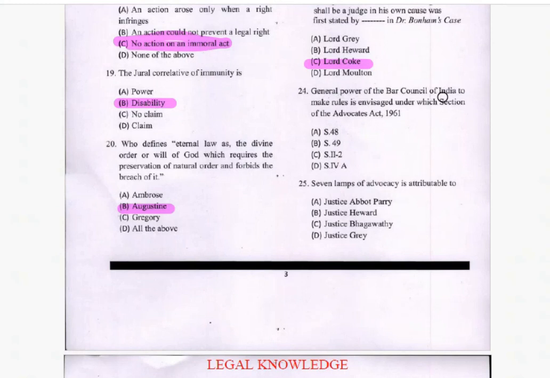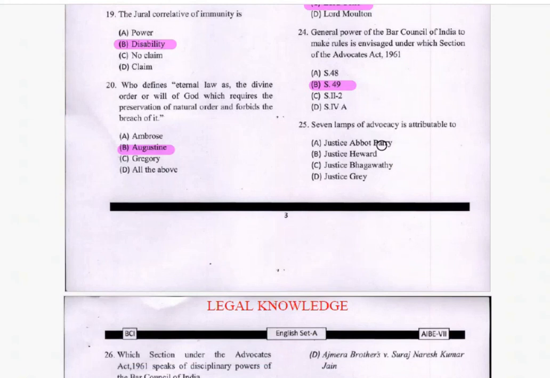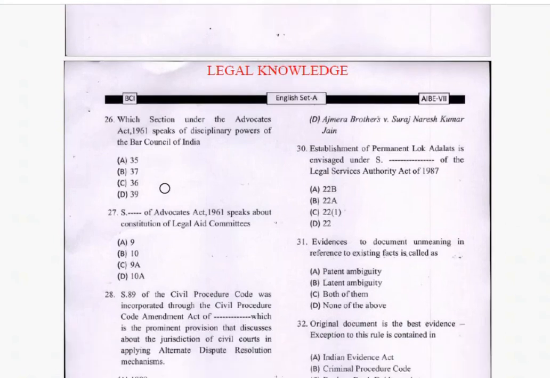General power of the Bar Council of India to make rules is envisaged under which section of the Advocates Act 1961? Again, this is a direct question, and the answer over here is section 49. Seven lamps of advocacy is attributable to Abbott Parry. Which section under the Advocates Act 1961 speaks of disciplinary powers of the Bar Council of India? 36.